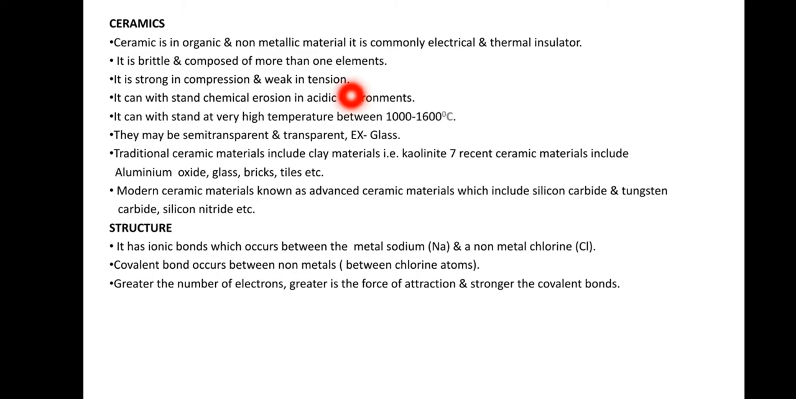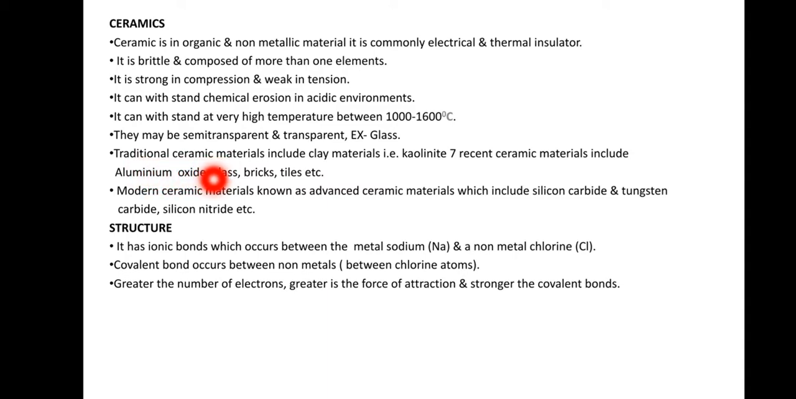In the last module I told you, generally the brittle materials are strong in compression and they are weak in tension. It can withstand chemical erosion in acidic environments. It can withstand very high temperatures between 1000 to 1600 degrees Celsius. They may be semi-transparent and transparent. An example is glass. See, there are two categories: traditional ceramic materials and modern ceramic materials.